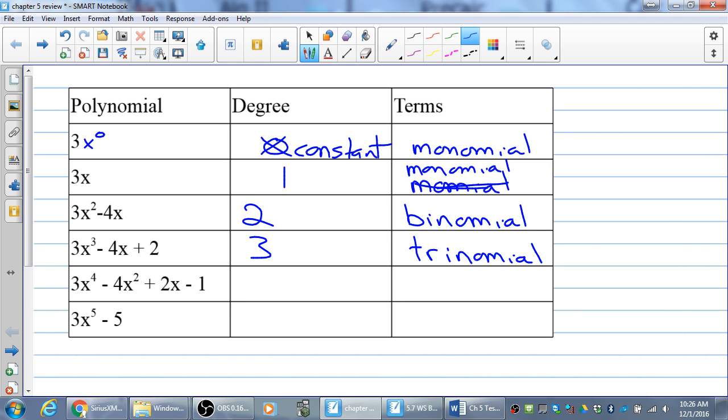Now that's as far as we go as far as naming them by terms. We don't go quadnomial. There's no such thing as that. This is just a polynomial after 3. And then finally, oh, wait, not degree.